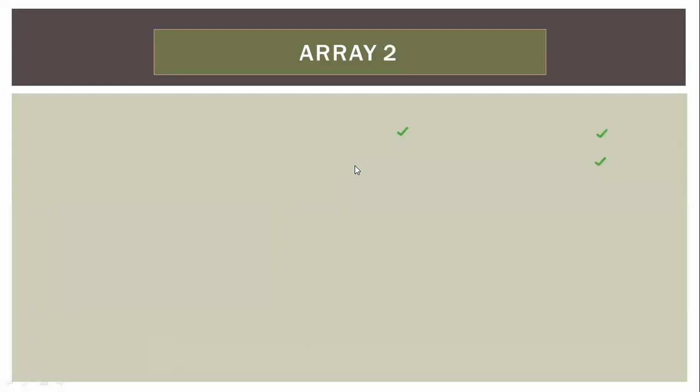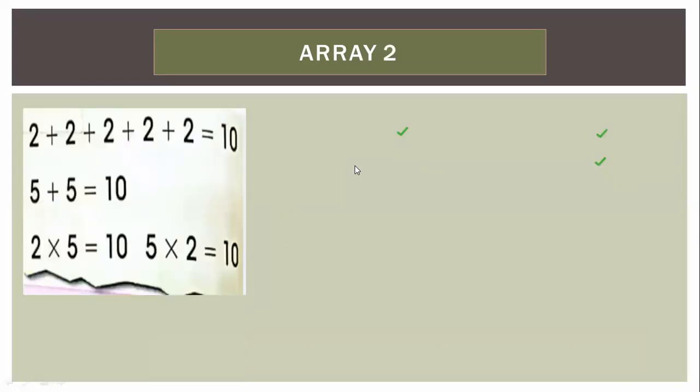Let's see another array, array number 2. This says 2 plus 2 plus 2 plus 2 plus 2 equals 10. You are going to add 2 five times, or you are going to add 5 two times. Your answer is going to be 10. If you multiply 2 with 5 or 5 with 2, your answer will be 10.